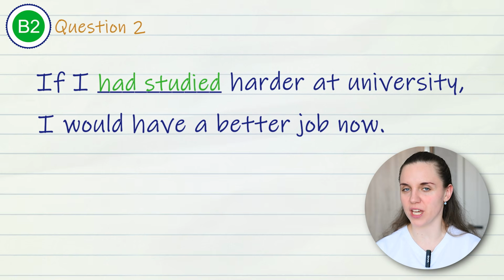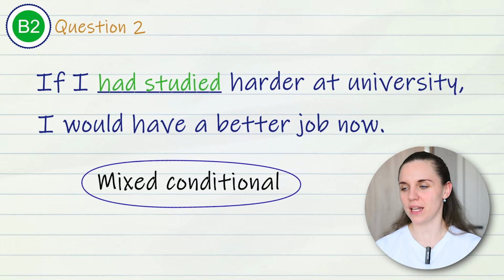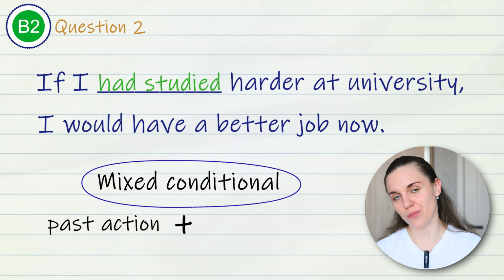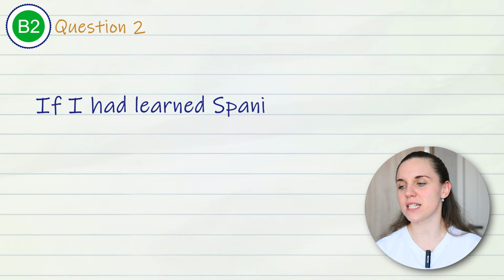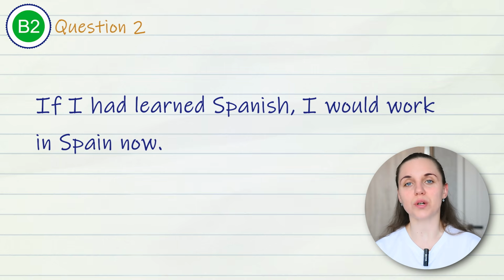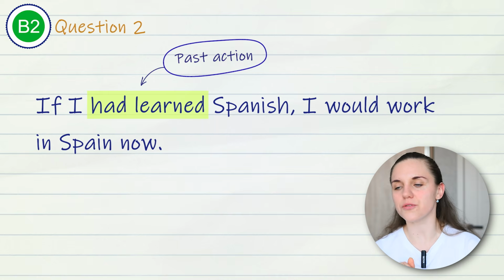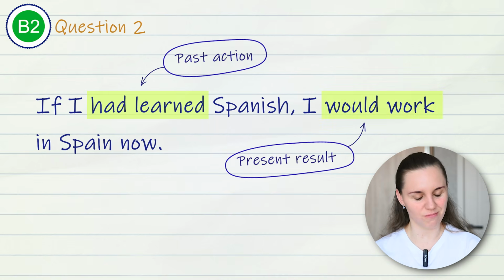Oof, this one is tricky. And what do we have there? Mixed conditional. It connects a past action to present result. All right? For example, if I had learned Spanish, I would work in Spain now. So, past action, had learned. Present result, would work. Moving on.